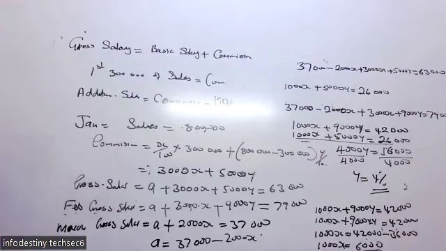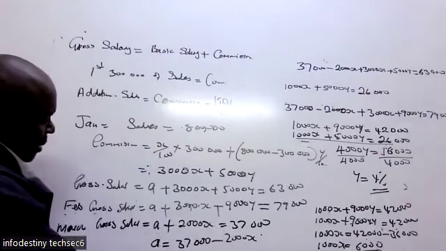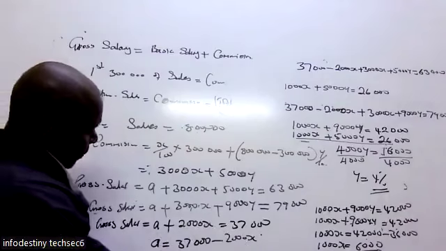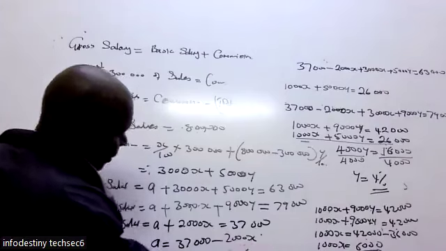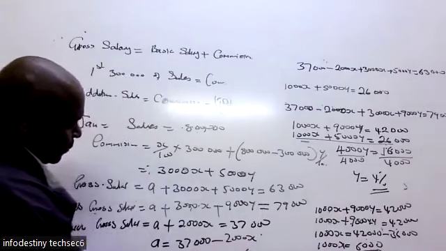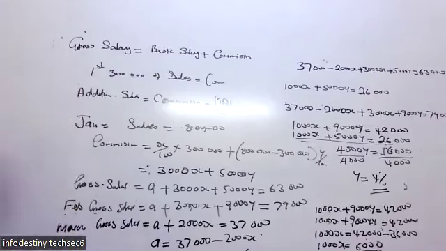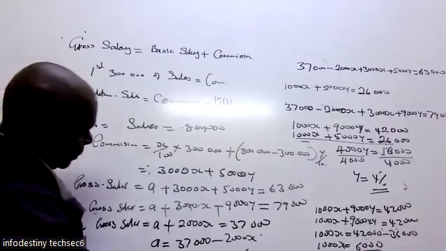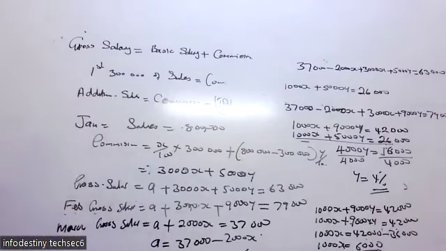The basic salary. But we say the basic salary is our A, and we have X. So we say A equals 37 minus 2,000 times 6 over 100. So this one, this 120. So 37 minus 120. So A equals to 36,880. So that's going to be our basic salary.